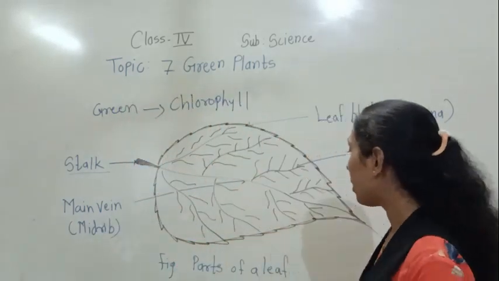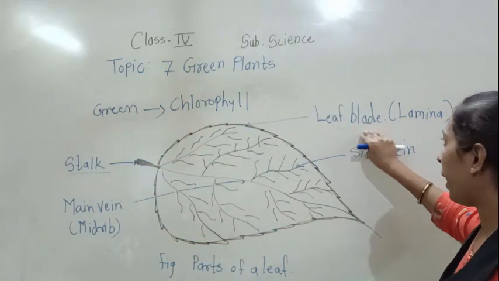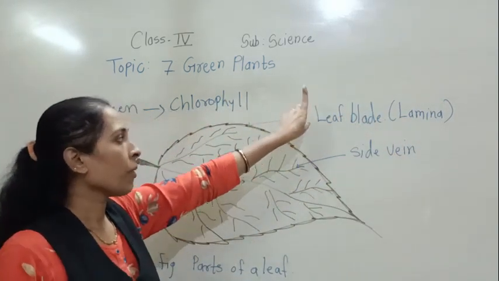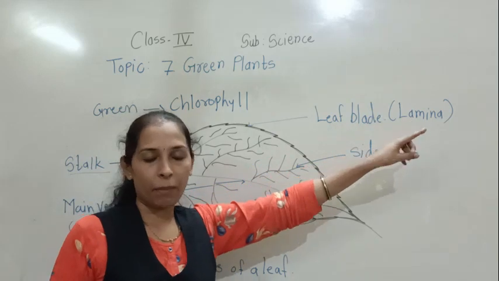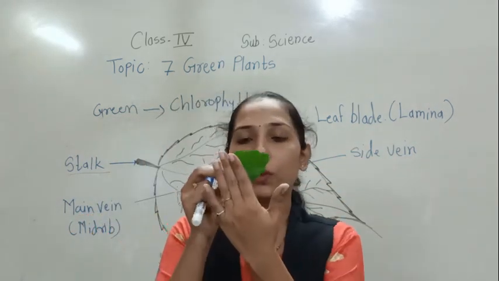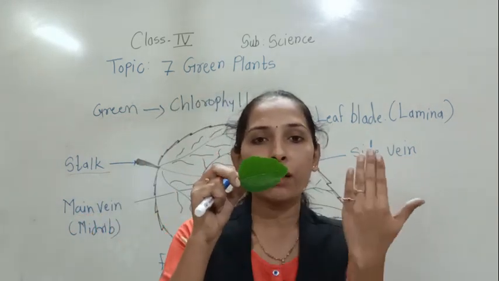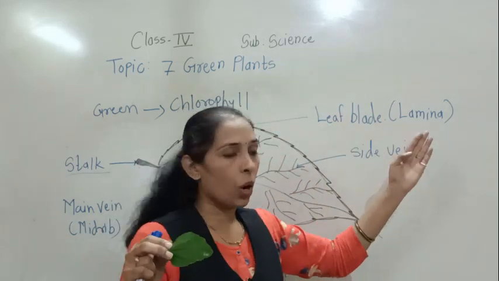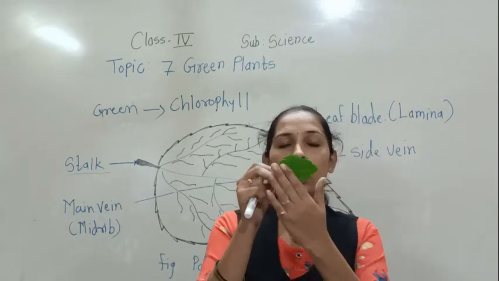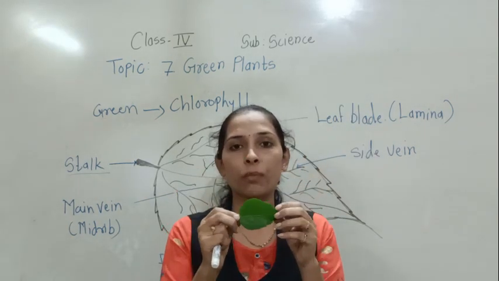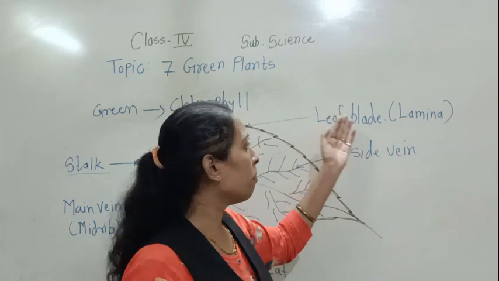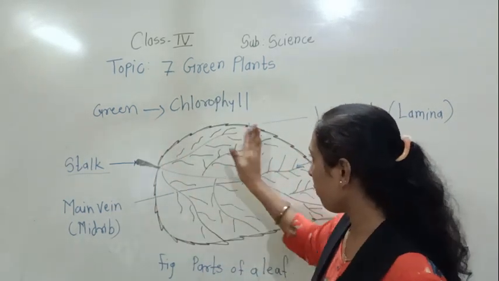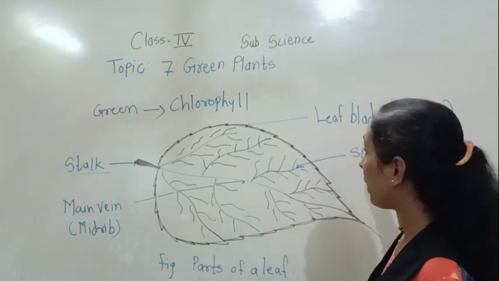Okay, next we are going to discuss the leaf blade, which is also called the lamina. So this whole flat, green portion of the leaf is called the leaf blade or lamina. Here you can see this whole portion of the leaf is called the leaf blade or lamina.